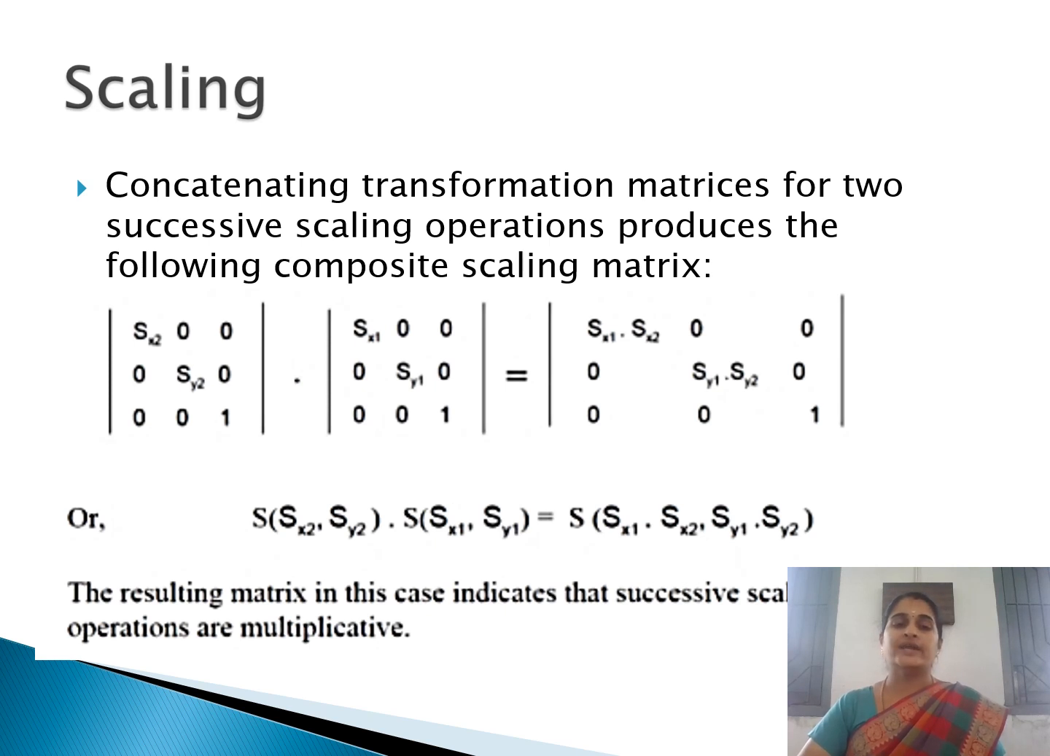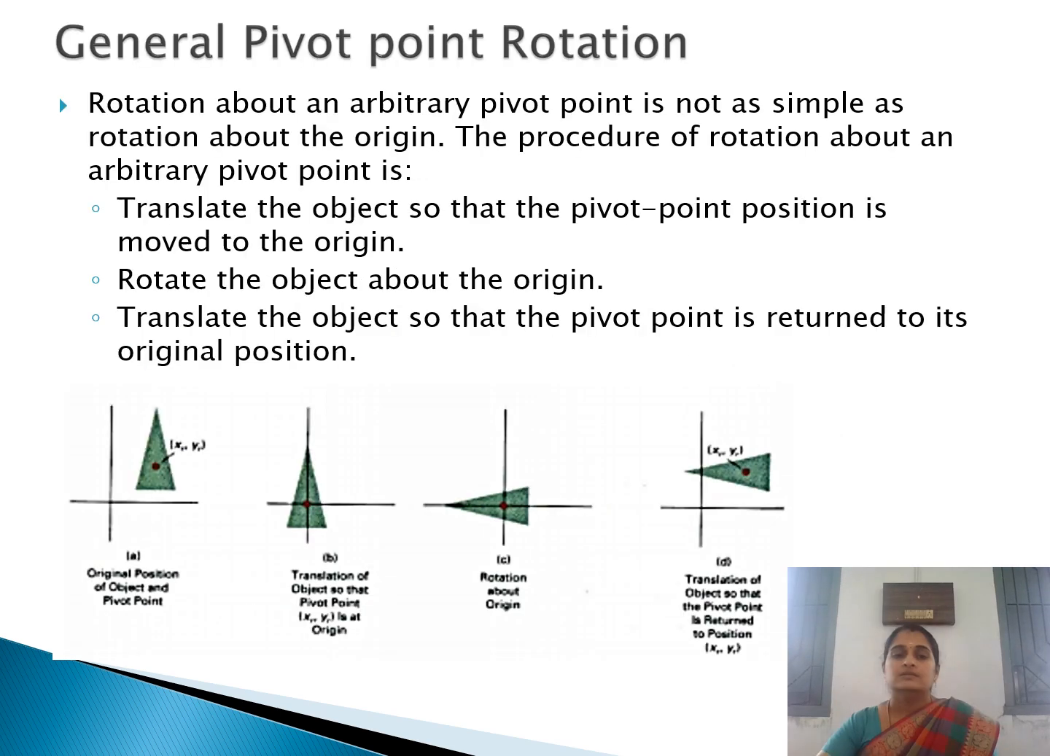This is a 3 by 3 matrix, obtained by adding the homogeneous coordinates. The right side matrix is the result matrix, that is multiplicative. The result is multiplicative in the scaling transformation.